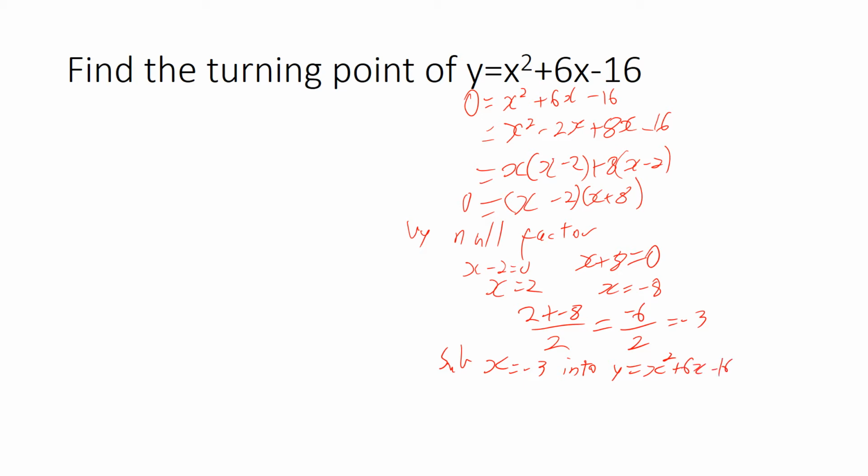And so when we do this, we'll get negative 3 squared plus 6 times negative 3 minus 16, which will be 9 minus 18 minus 16. And when we work this out, it'll be negative 25. So our overall turning point is going to be at minus 3, minus 25. That's it. All done with this question. All it wanted us to do was find the turning point, and we did that.